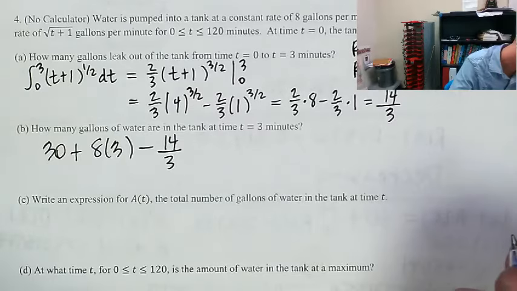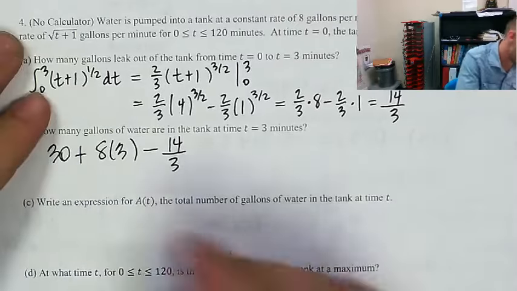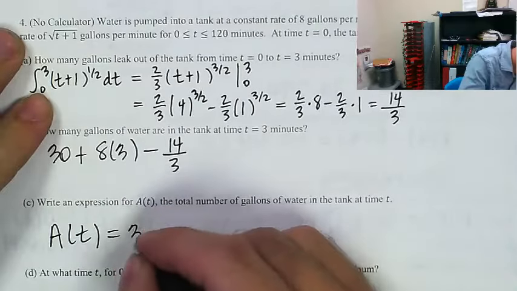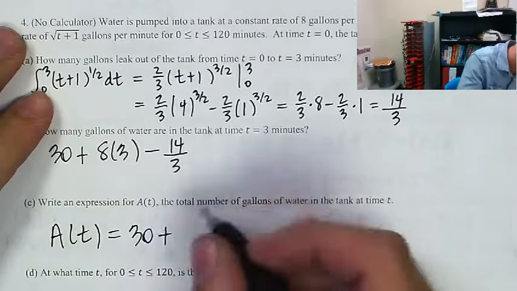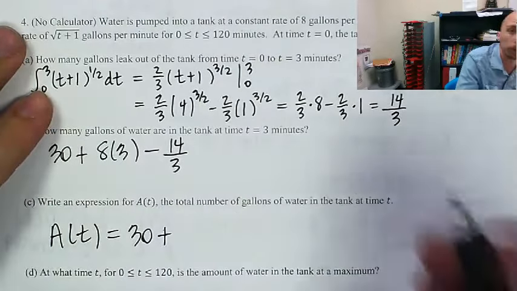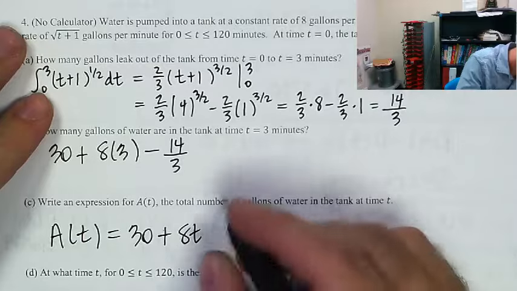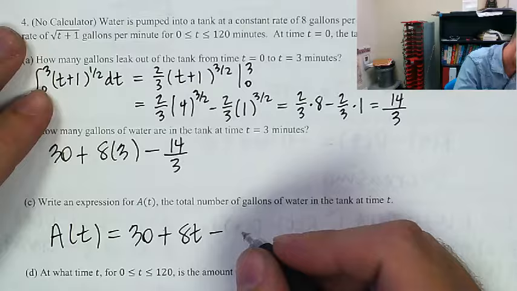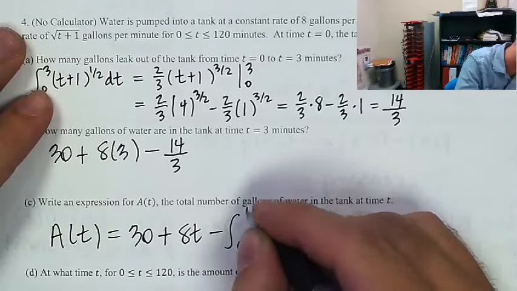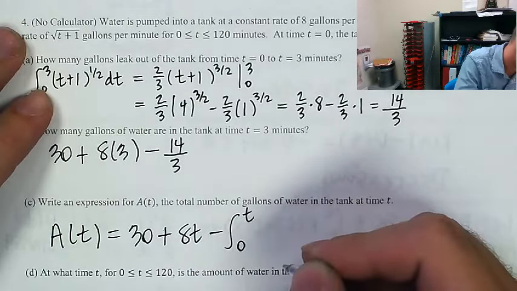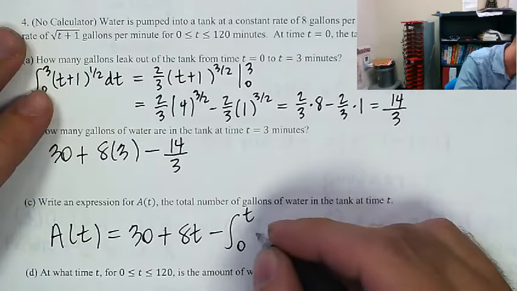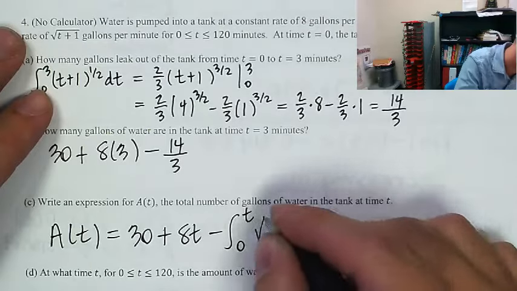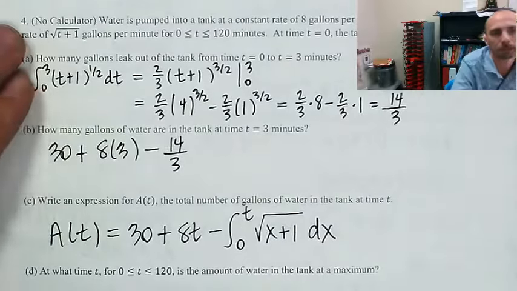Okay. Write an expression for the amount of gallons of water in the tank at time t. Okay. A of t, it starts off with 30 in it. Plus, pumped in at 8 gallons per minute. So 30 plus 8t minus the integral from 0 to t of square root of, t is already committed, so I'm going to say x plus 1 dx.